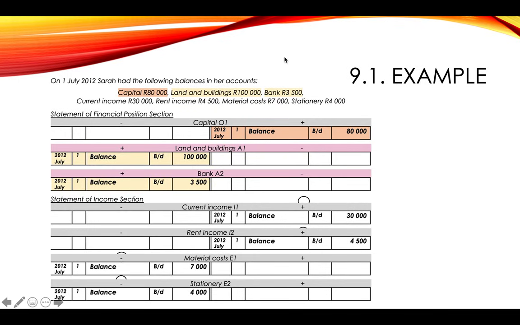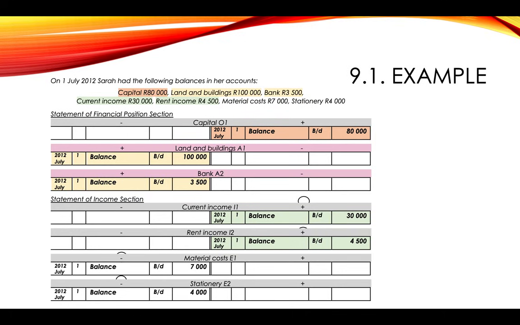Land and buildings and bank are both assets, and therefore we can treat them in exactly the same way. We can already see that there is a plus on the debit side for both of them. And so for both the 100,000 and the 3,500, we will enter them on the debit side. And just as we did for capital, we will put the date as 2012 July the 1st, balance brought down.